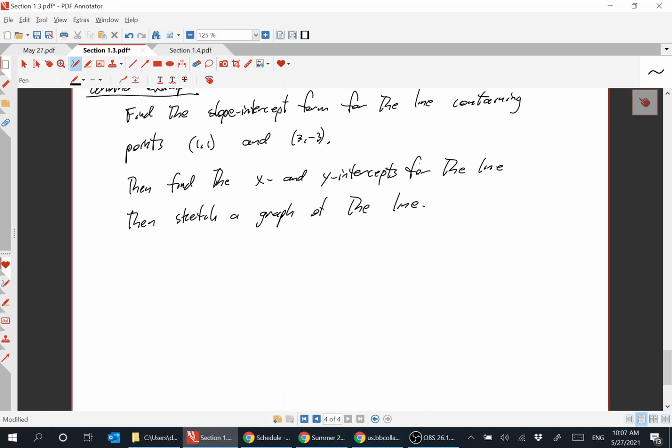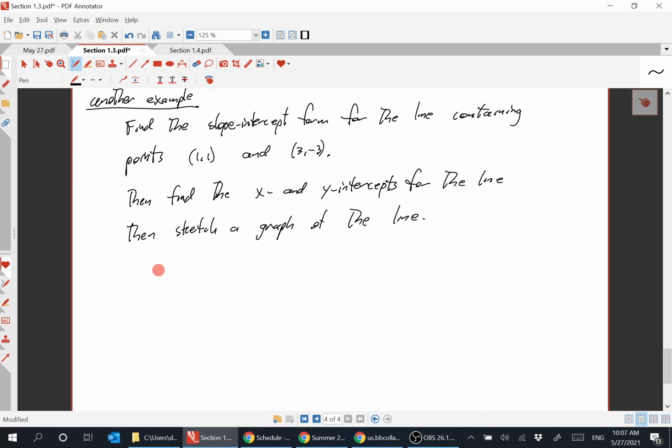Okay, so first thing we need is the slope. Slope is equal to rise over run. Now, the rise is the difference in the y-coordinates divided by the difference in the x-coordinates. Make sure that you keep the same order when you take the difference. So we'll do minus 3 minus 1. That's the difference in the y-coordinates over 3 minus 1.